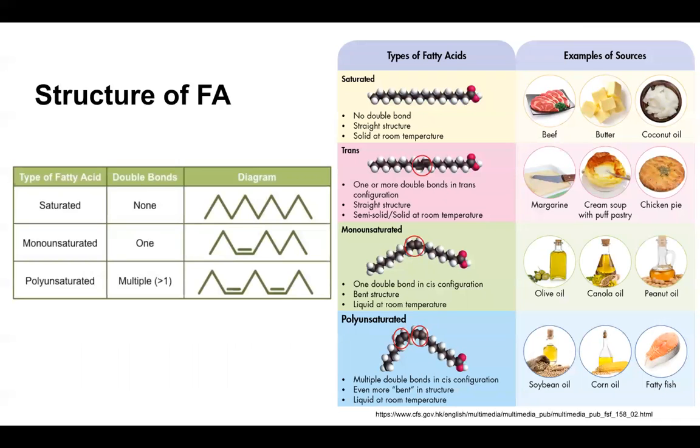Here are given some examples of structure of fatty acids. As we said before, fatty acids can be saturated or unsaturated. Types of fatty acids: saturated, here, no double bonds, as shown in here. Monounsaturated, they have one double bond, and polyunsaturated, multiple double bonds.